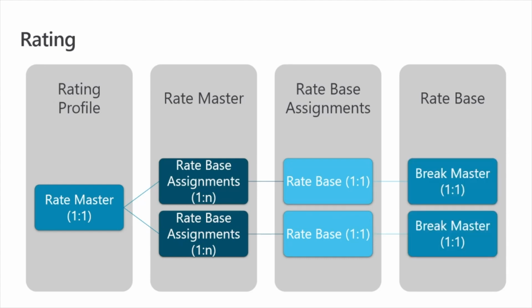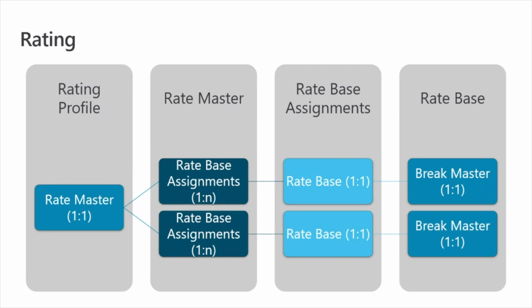And then finally, at the bottom of our pyramid here, within that rate base, I've got a one-to-one relationship again between my rate base and my break masters. So this is showing the relationship, and it's important to note that as you are working with these different configuration forms, if you're going to configure a new rating profile and all of these related configurations from scratch, you really don't want to start with the rating profile at the top of the pyramid because it is dependent on all of these things underneath of it.